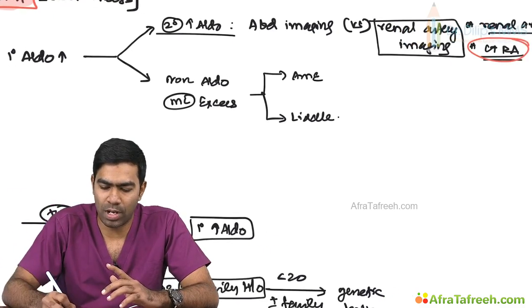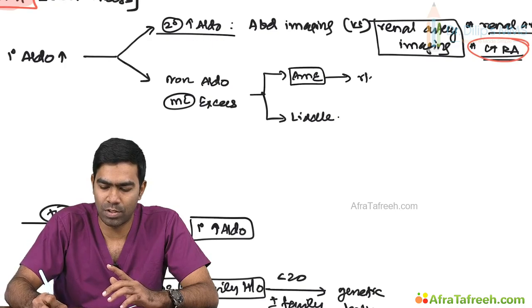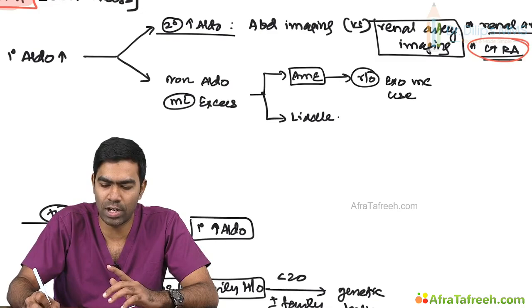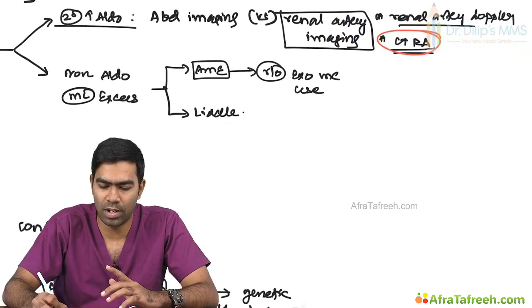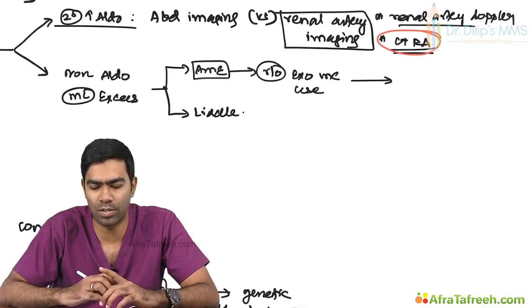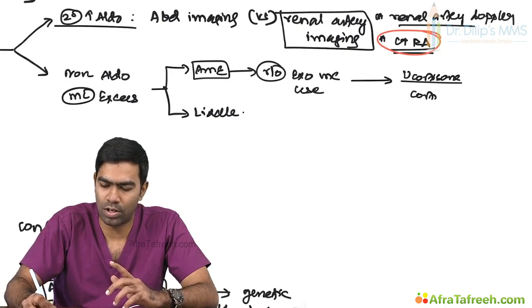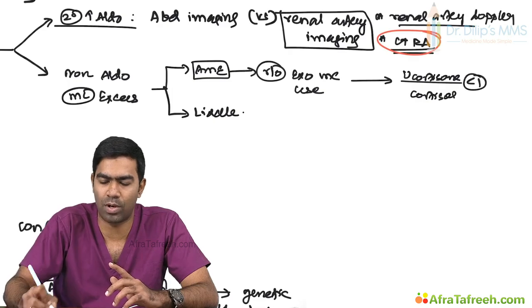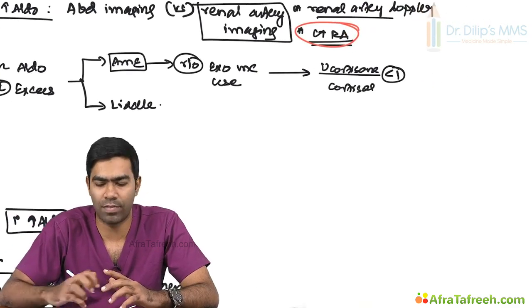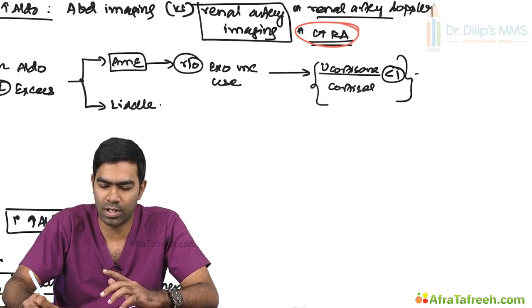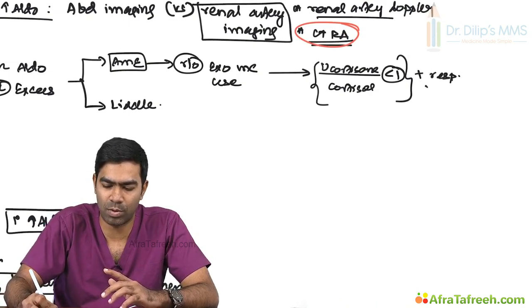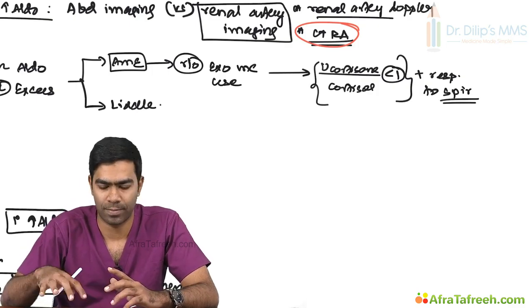Whenever you think about apparent mineralocorticoid excess, the first step is to rule out exogenous mineralocorticoid use. Whenever in doubt, you can even do a urinary steroid profile. Once you have ruled out exogenous mineralocorticoid use, the next step is to do a urinary cortisone to cortisol ratio, which will usually be less than 1 if it's an 11-beta-HSD2 defect. And this can be further confirmed by its responsiveness to spironolactone, that is, a mineralocorticoid receptor antagonist.